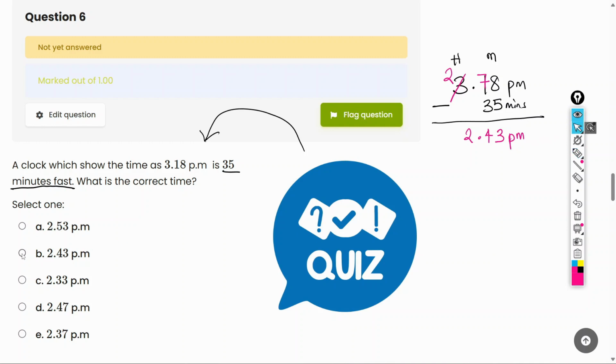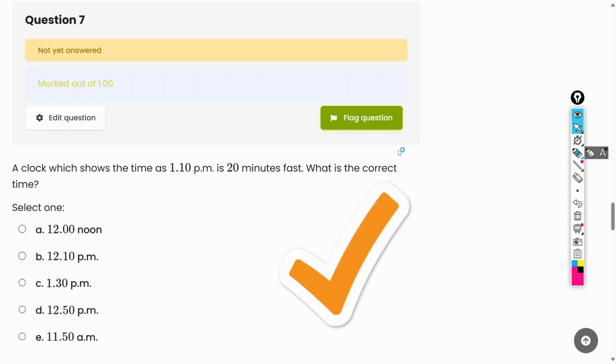2:43 p.m. right here. A clock which shows the time as 1:10 p.m. is 20 minutes fast. What is the correct time? If it is 20 minutes fast, then it means it is 20 minutes ahead of the time it's supposed to be. So the correct time is actually 20 minutes backwards. 20 minutes backwards is a case of subtraction. So we are going to subtract 20 minutes from 1:10 p.m.